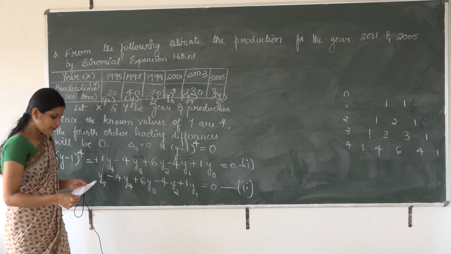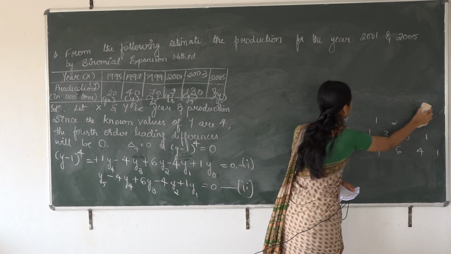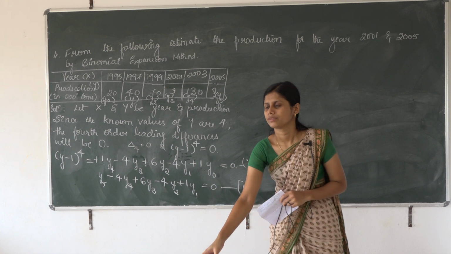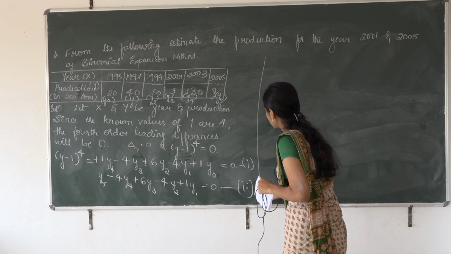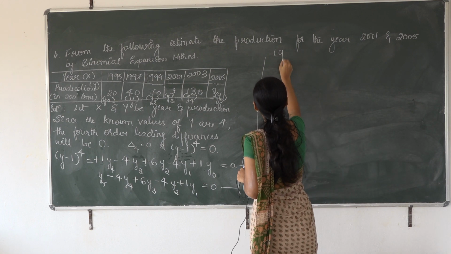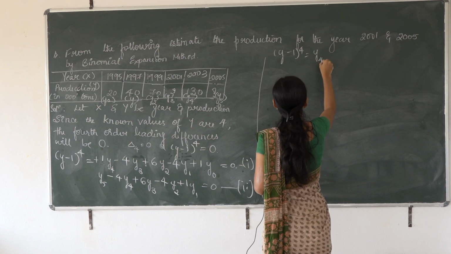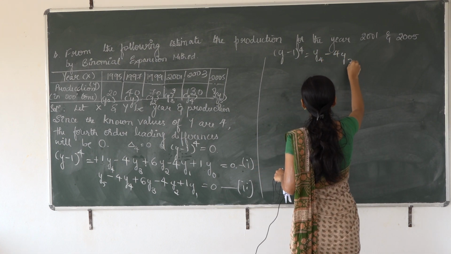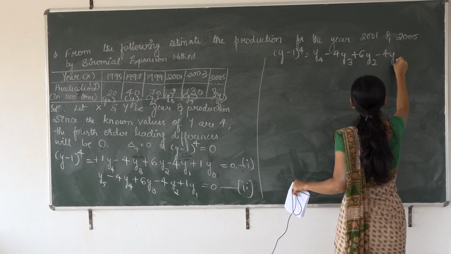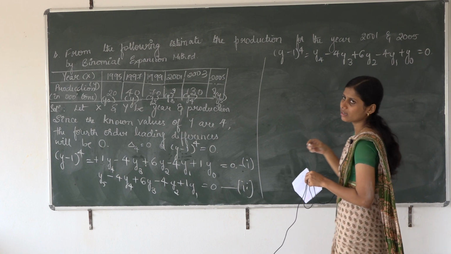So first of all, we will solve the first equation. From the first equation, we will solve and interpolate the value. So the first equation is this. We have to write that equation. That is (y minus 1) raised to 4 is equal to y4 minus 4y3 plus 6y2 minus 4y1 plus y0 is equal to 0. This is the equation.